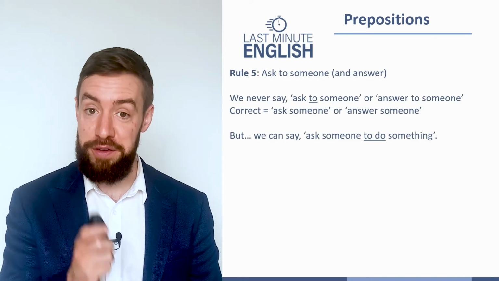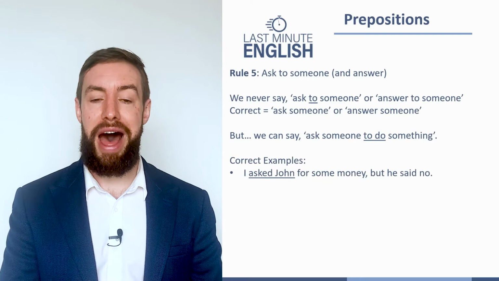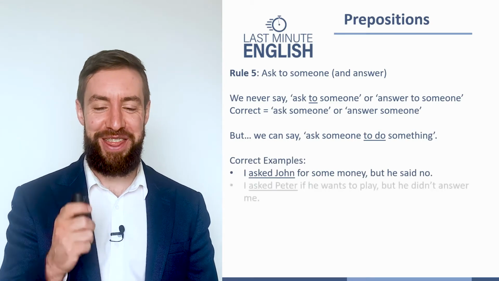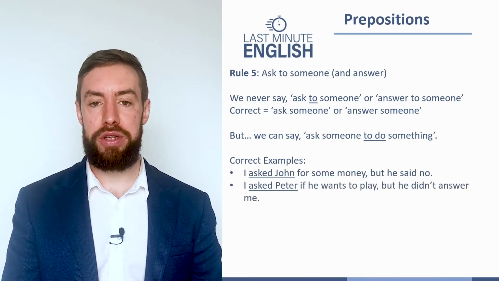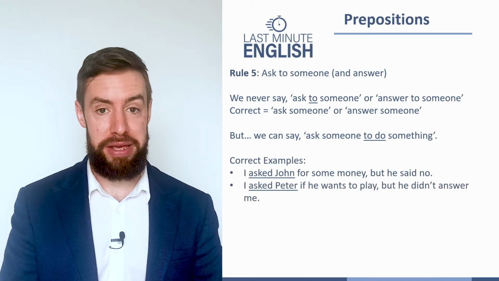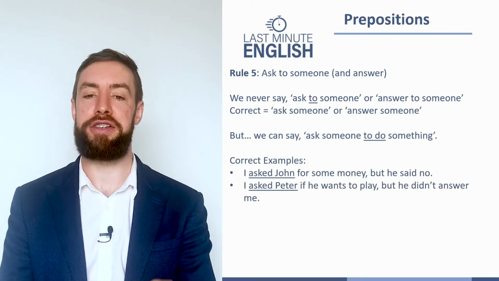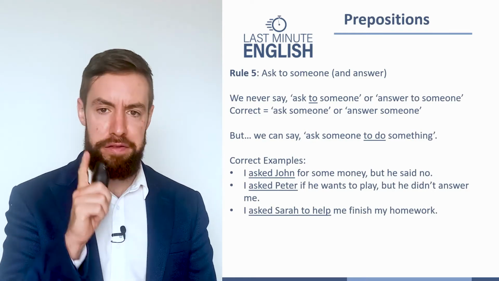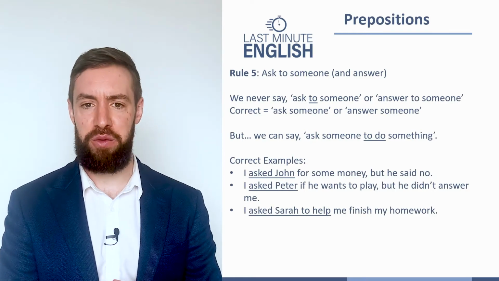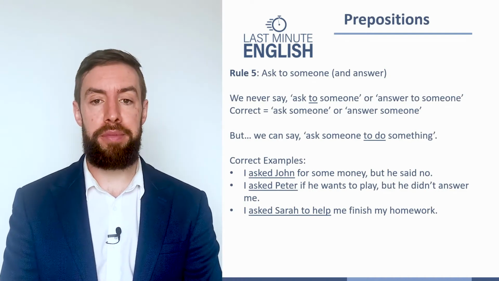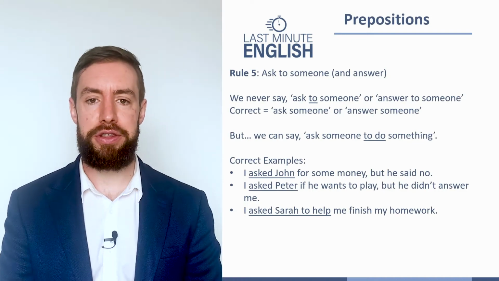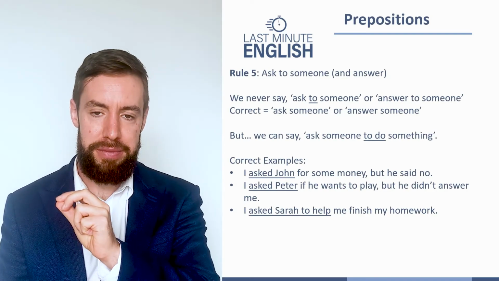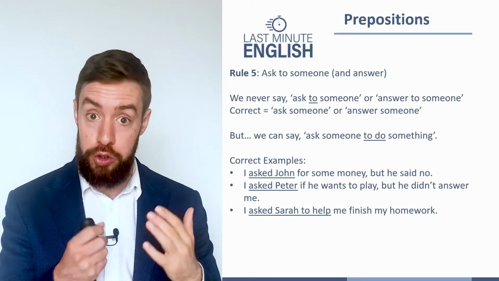Let's take a look at a couple of correct examples. The first one, I asked John for some money, but he said no. The next one, I asked Peter if he wanted to play, but he didn't answer me. So it's not he didn't answer to me, it's just answer me. And then the last one, I asked Sarah to help me finish my homework. So look carefully at that one. That one does have the to, but remember it's after the person that we are asking. It's not I ask to Sarah to help me. It's just I ask Sarah to help me.